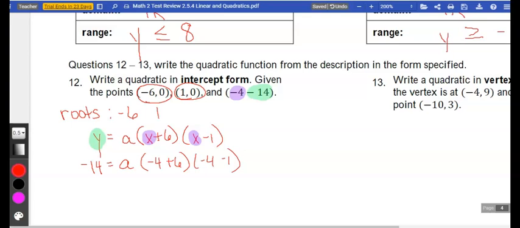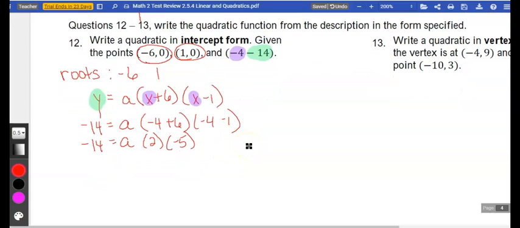So the first thing I need to do is the math in these parentheses. Bring these down. -4 plus 6 is 2. -4 plus -1 is -5. Okay, getting there. -14 equals A times -10. So this is the same as -10A equals -14. So what do I do now? I divide by -10. A equals, let's see, I'm just going to have to simplify this fraction, and that's going to be 7/5.